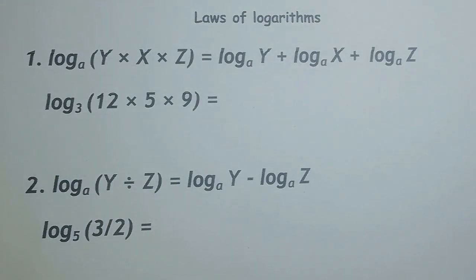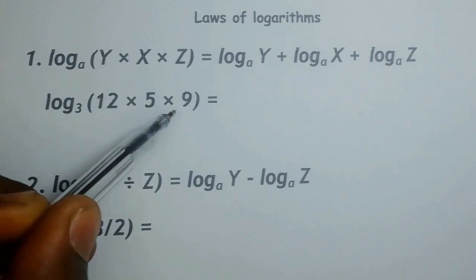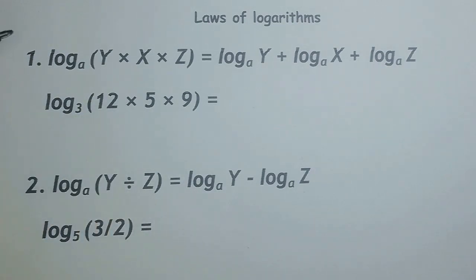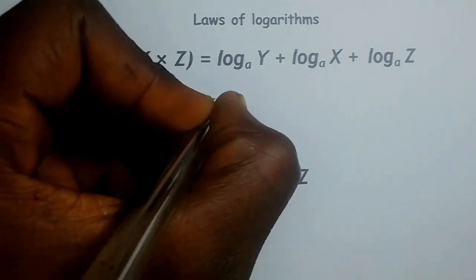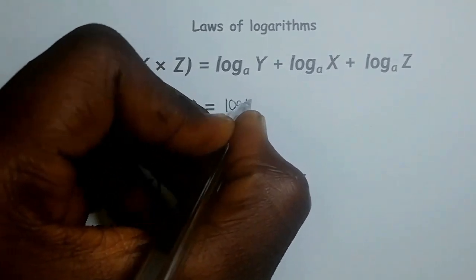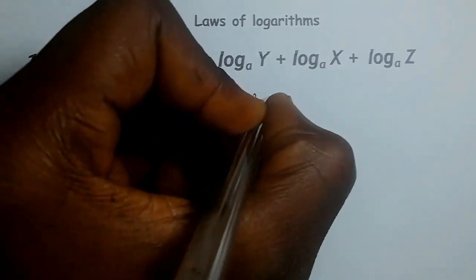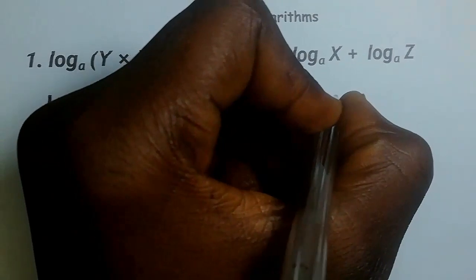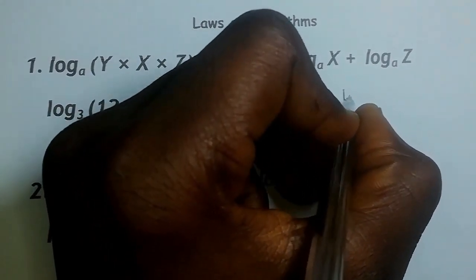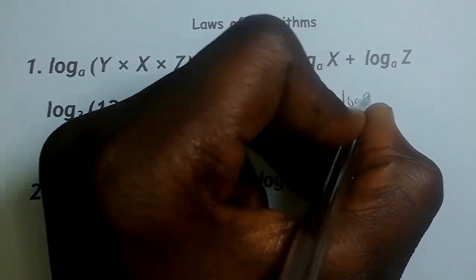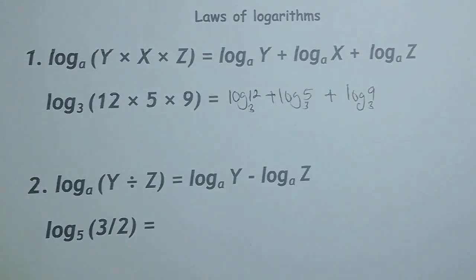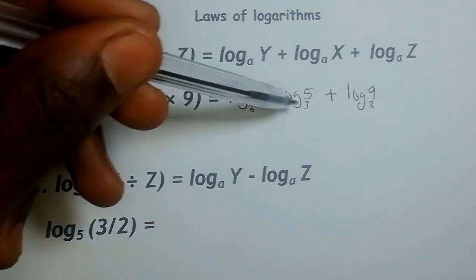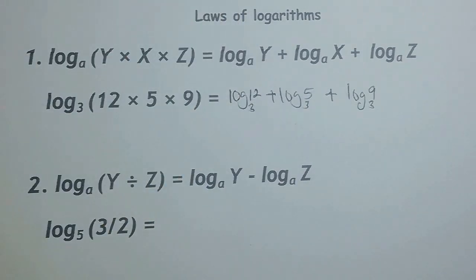So here's an example. Log 12 times 5 times 9 base 3. So according to the first law, this can be written as log 12 base 3 plus log 5 base 3 plus log 9 base 3. Something to notice here is that the base is the same throughout the equation.